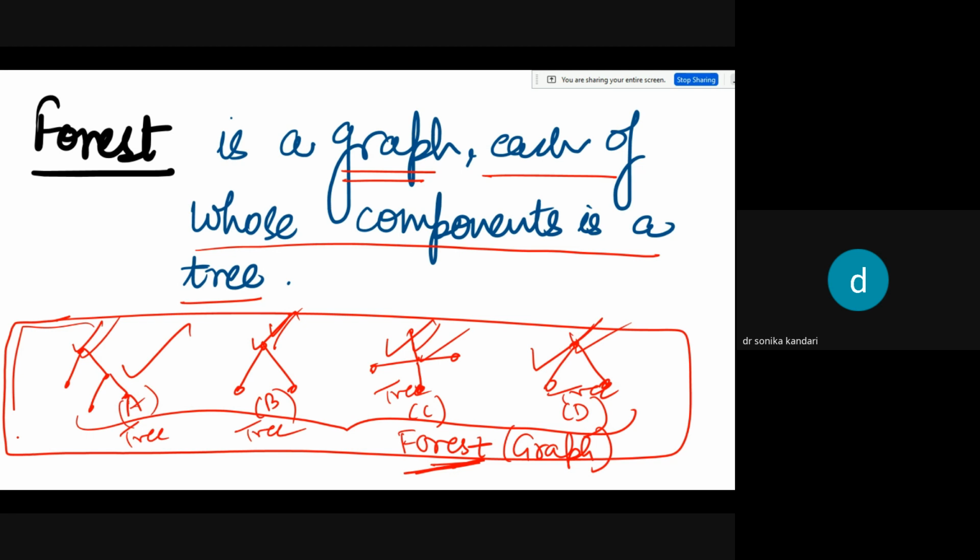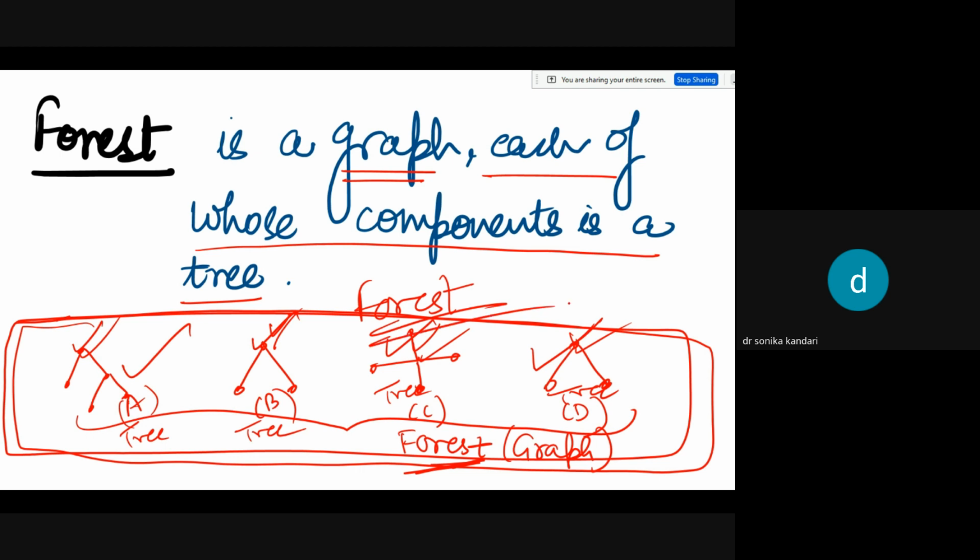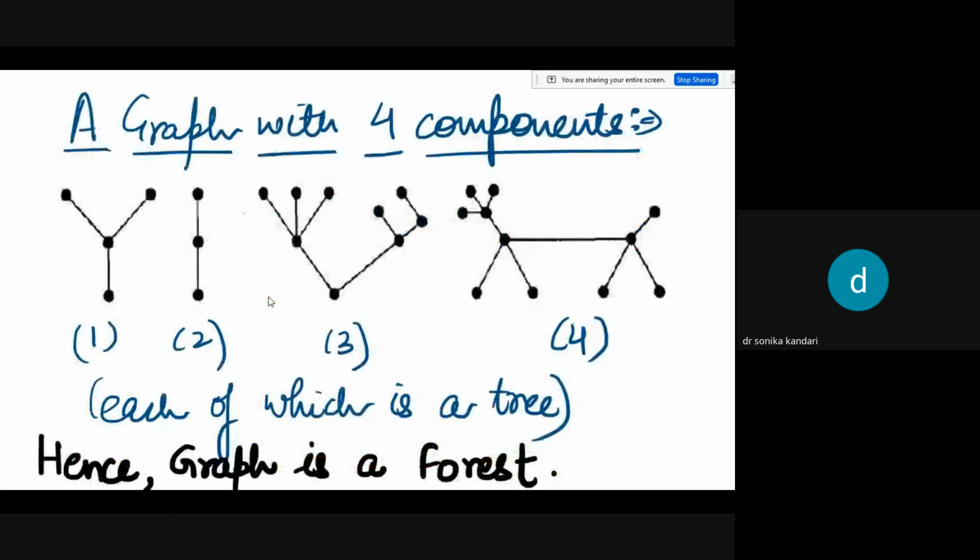So this complete structure represents your forest. Is it clear, class? Yes, ma'am. So a forest is a graph, each of whose components is a tree. So this collective is your forest. Fine.